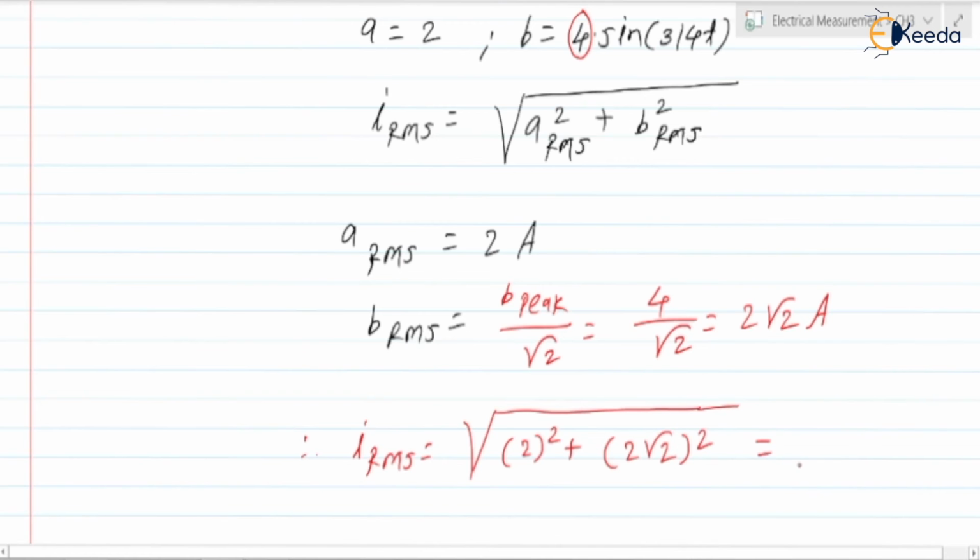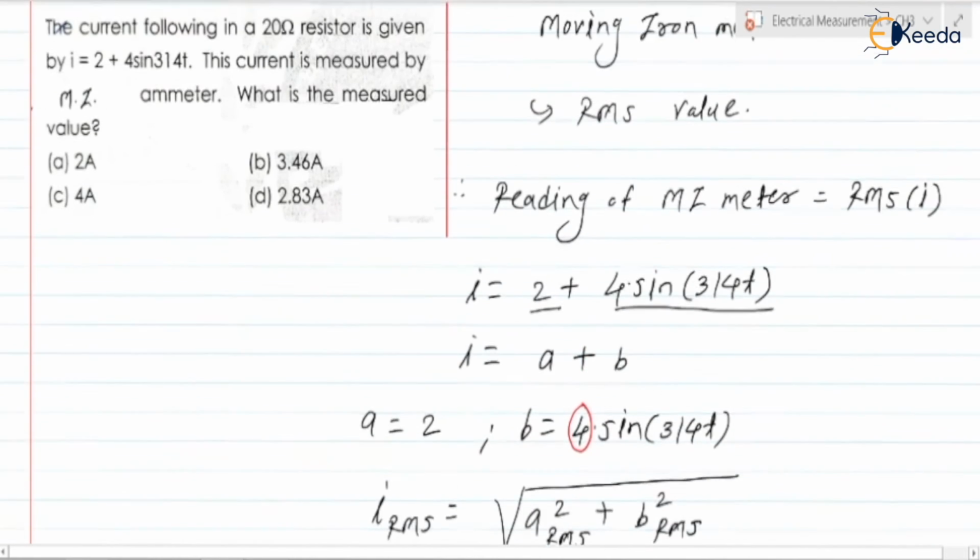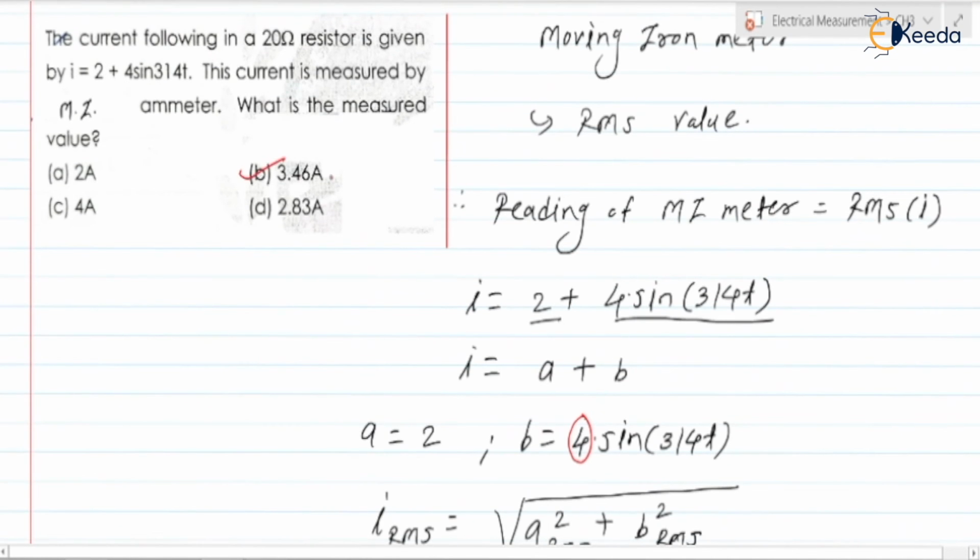Okay, if you check, it is equal to under root 4 plus 3.46 ampere. This is the IRMS. So if you check the options, the correct option is option B.